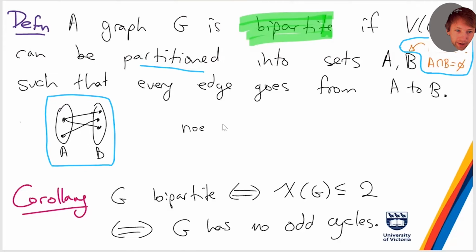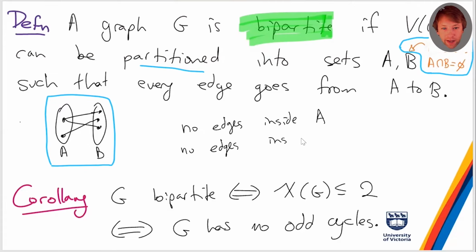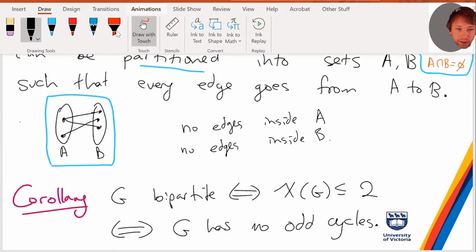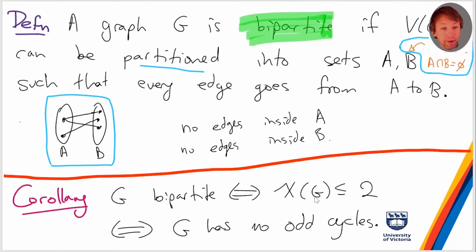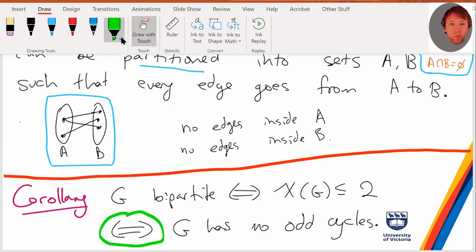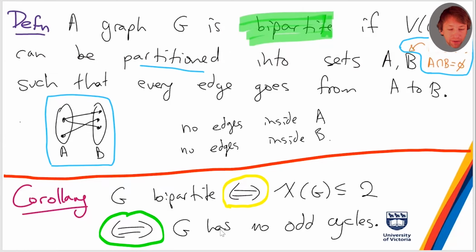So no edges, in other words, inside A, and no edges inside B. As a corollary to the previous theorem, I want to say that G is bipartite if and only if the chromatic number is at most 2, if and only if G has no odd cycles. This part of the corollary is what we just proved. Can anyone tell me why this one's true? G is bipartite if and only if the chromatic number is at most 2.